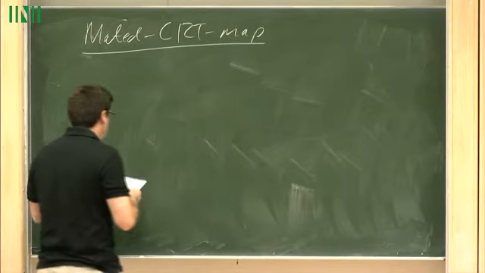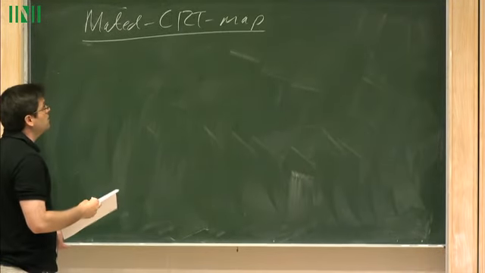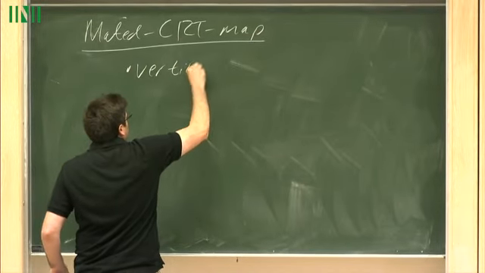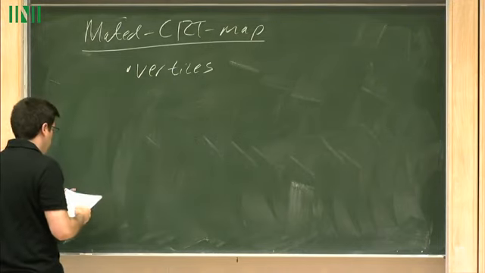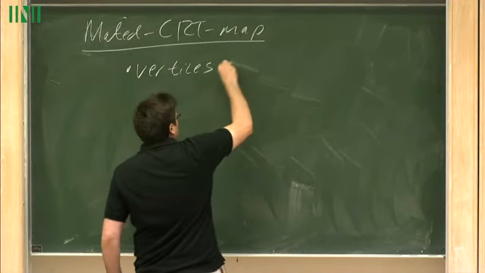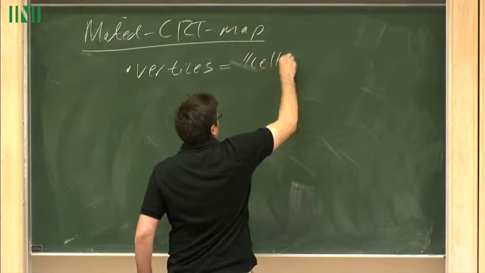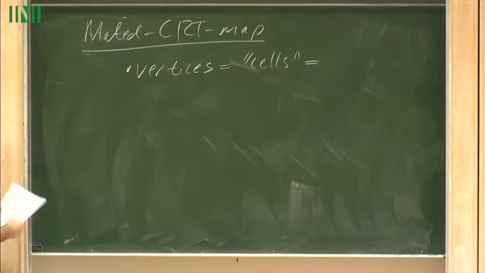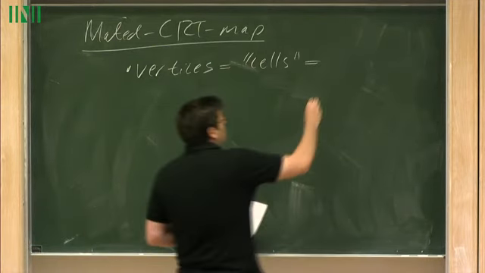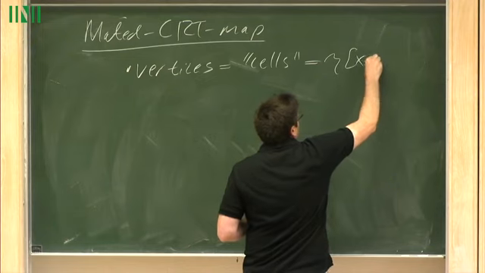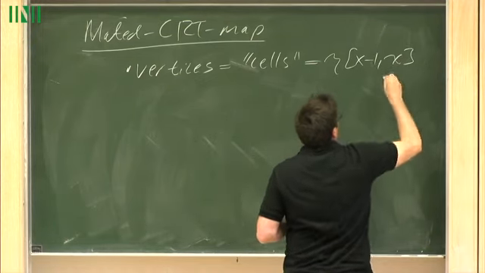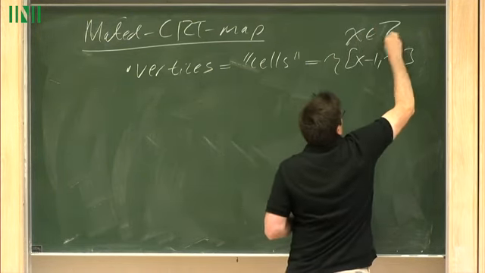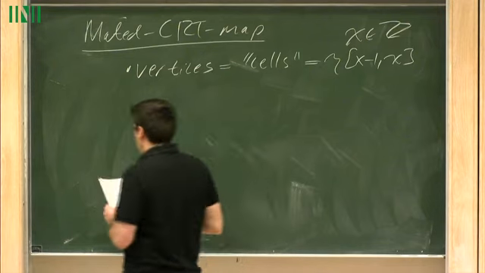So the way that it works is that its vertices, which sometimes we call cells, are going to be the chunks of space that the SLE explores between integer units of time. Okay, so between, say, time x minus 1 and x, where x is an integer.